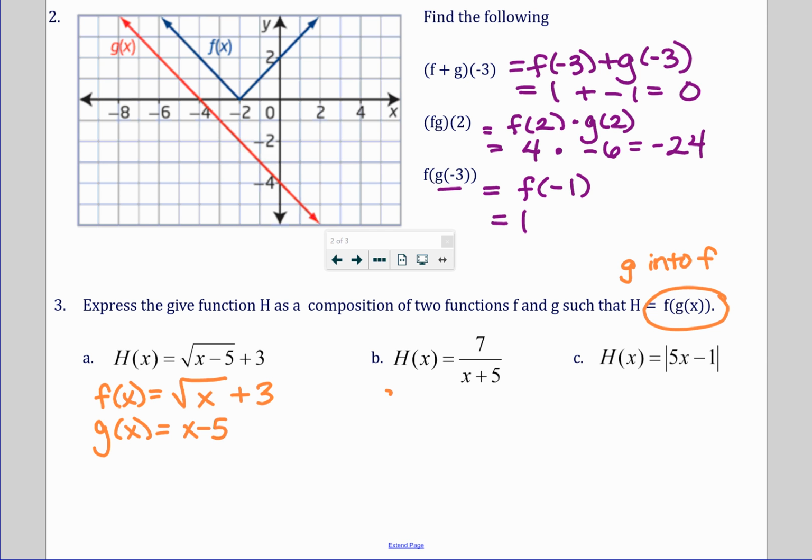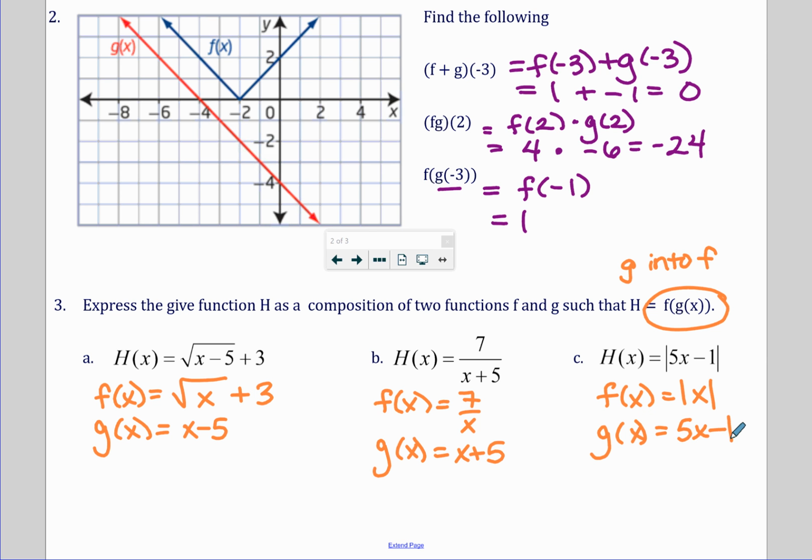The second one, I would do f of x equal to 7 over x, and I would do g of x equal to x plus 5. Again, the x plus 5 would replace that denominator and give me the function I'm looking for. Last one, I'd probably do an absolute value for f. And I'd make g everything that you see inside that absolute value, 5x minus 1. Again, those aren't the only correct answers, but those are probably the most common ones that you're going to see for these.